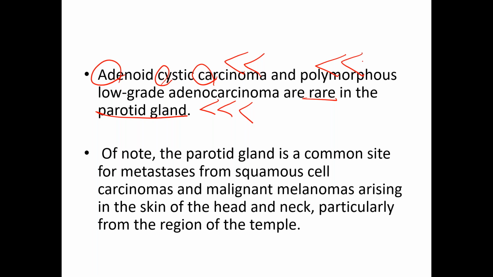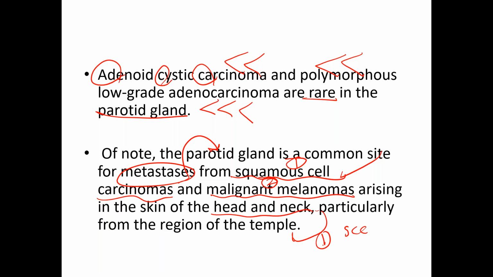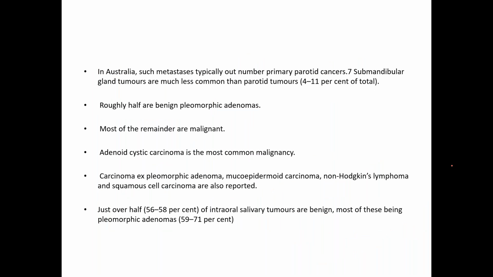Of note, the parotid gland is a common site for metastasis. Other squamous cell carcinomas and malignant melanomas arising in the skin of the head and neck, including the region of the temple, metastasize into and attack the parotid gland. Such metastases typically outnumber the primary tumor. In some countries like Australia, metastases are more common than primary tumors.